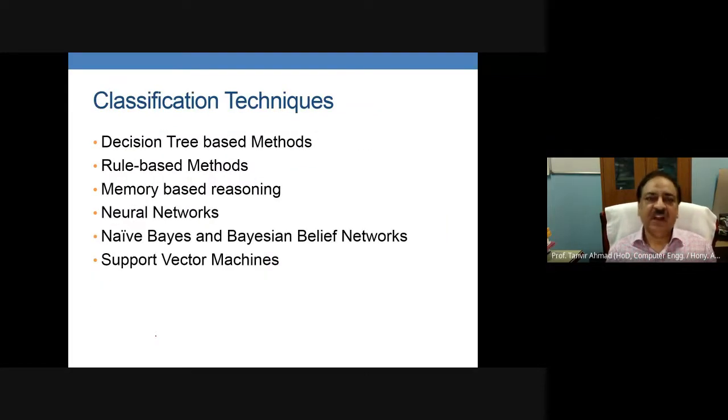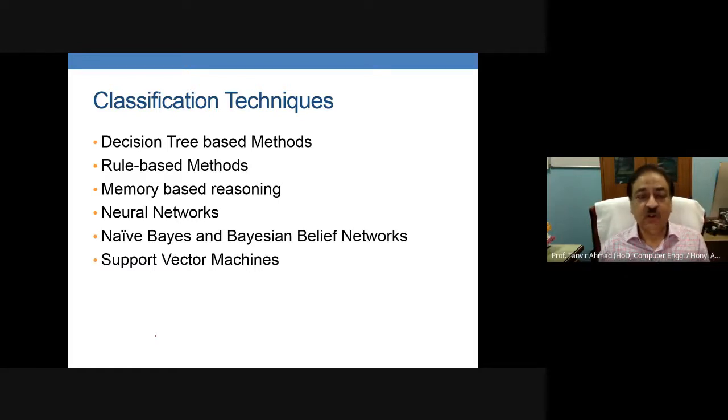Now, what are the different classification techniques? One is decision tree classifiers, and there are a few methods for this. Then there are rule-based techniques. Then there are memory-based methods. Then you already know you have neural networks. Neural networks are also one of the very good classification methods. Then you have naive Bayes and the Bayesian belief network. We already discussed yesterday the naive Bayes classifiers and the Bayesian belief. We'll do it in the next, say after 2-3 classes.